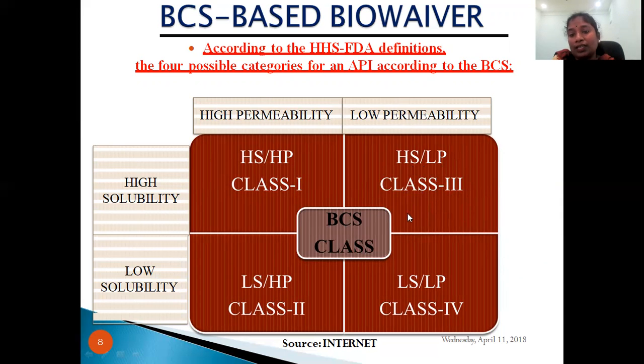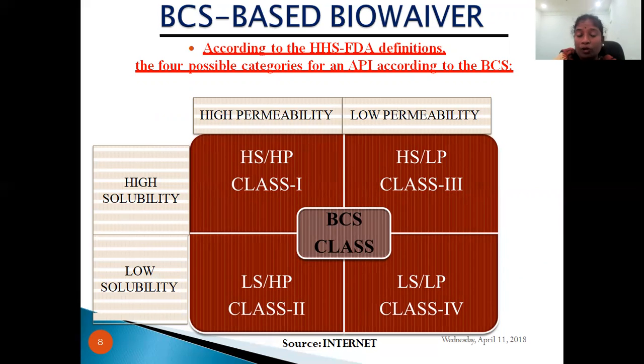Mostly class 2 and class 3 drugs are considered in pharmaceutical preparations. But in research work, mostly class 2 and class 3 drugs are considered too, because if the solubility is low, we can increase it with solubility enhancers, and if the permeability is low, we can add permeability enhancers.